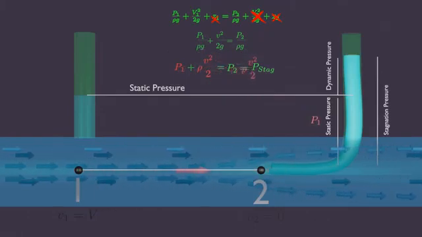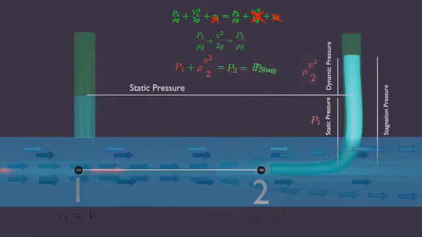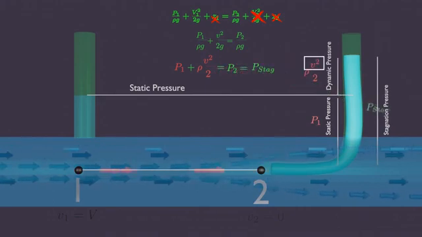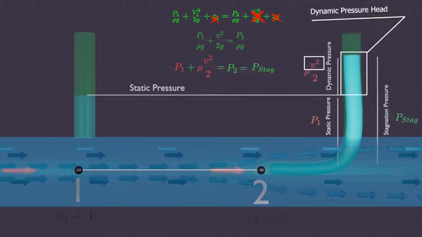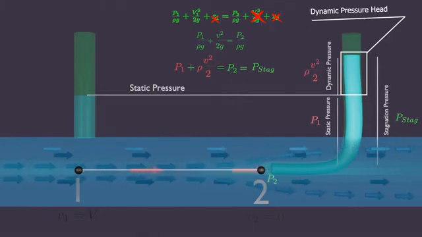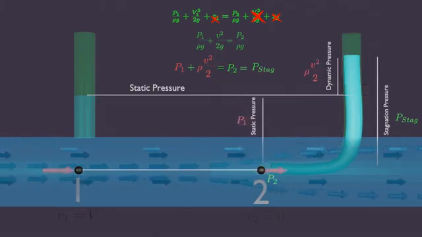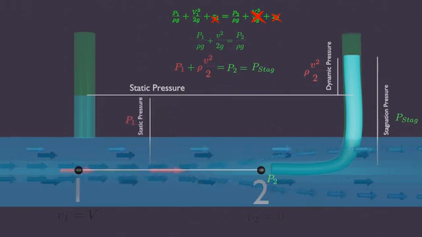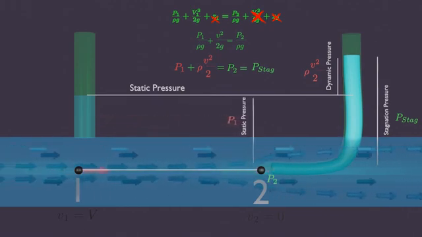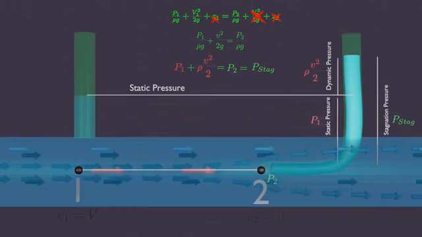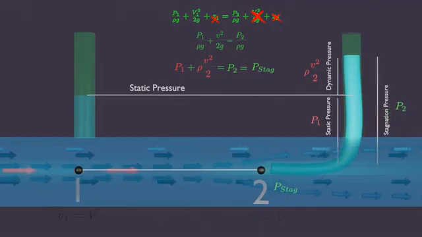Now we can measure the velocity of moving water, v, if we know the dynamic pressure. And it can be easily calculated by measuring pressure head. Static pressure is the same for both points, whereas stagnation pressure or the total pressure P2 at the Pitot tube is the same.